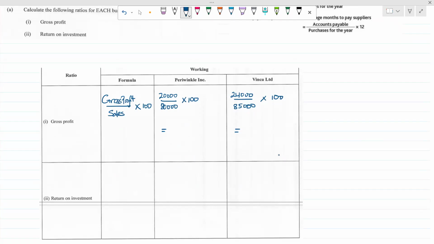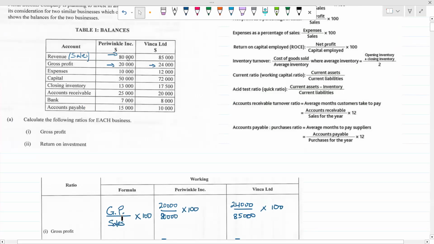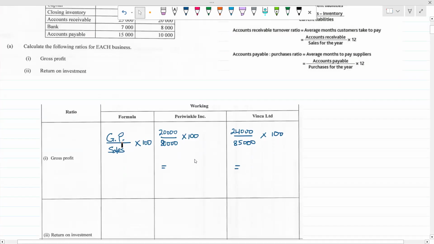This is the actual question sheet from the past paper. The question sheet is asking us for the formula. So I wrote the formula here. This is gross profit over sales multiplied by 100. For Periwinkle, the gross profit was 20,000 and the revenue was 80,000. For Vinca, it was 24,000 for the gross profit and the revenue was 85,000. So we are at the point where we need to work out the gross profit ratio for the two companies. So 20,000 over 80,000 by 100, how much are you going to get there?